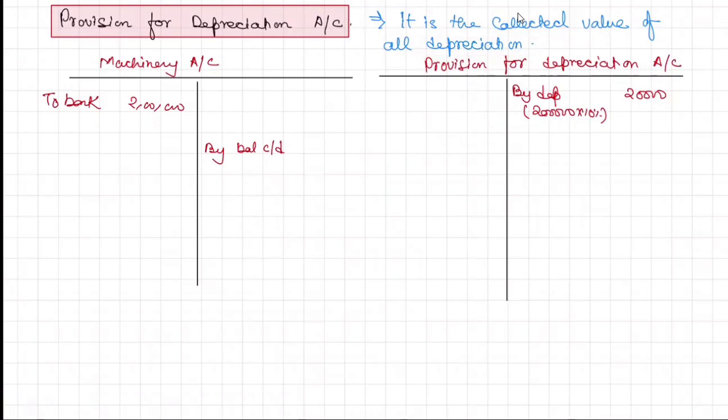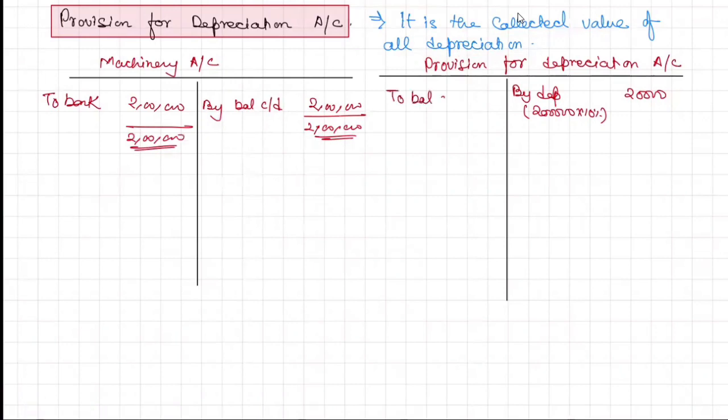So what will happen? Now this by balance c/d will be very simple. It will be as it is. So it will be 2 lakh only. And this will close at 2 lakh. And this depreciation is by, so this is for the end of the year. And similarly, there will be to balance c/d, this 20,000 will be there. And this account will be closing at 20,000.